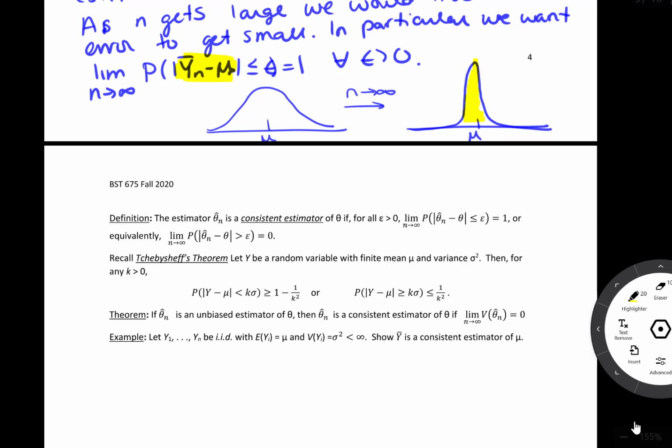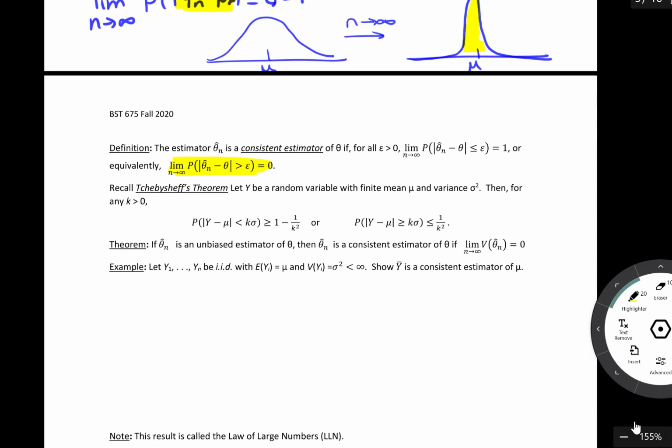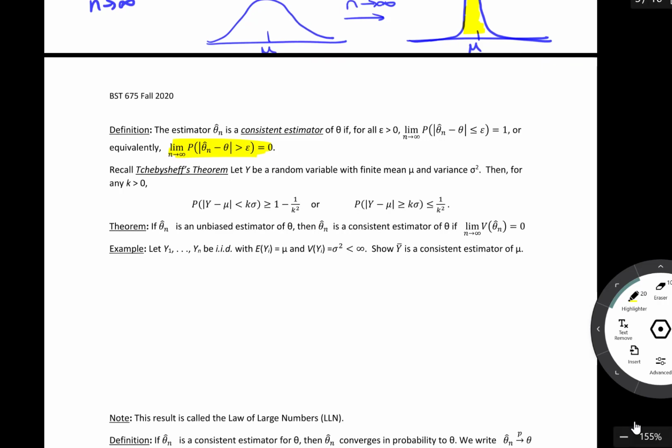And so equivalently we could have this statement right here. Recall Chebyshev's theorem, which says the following: let y be a random variable with finite mean mu and variance sigma squared. Then for any k greater than 0, we have the following. Notice that these look very similar. So we could show that if theta hat n is an unbiased estimator of theta, and this is an estimator that depends on the sample size, for example the sample mean, then it is a consistent estimator of theta if that variance approaches 0. And we can see that for the case of y bar. So let's do that.